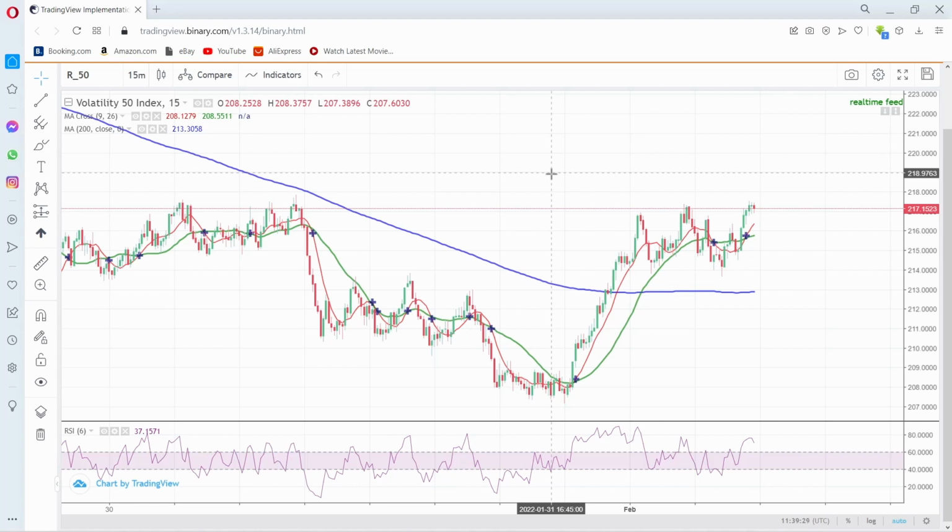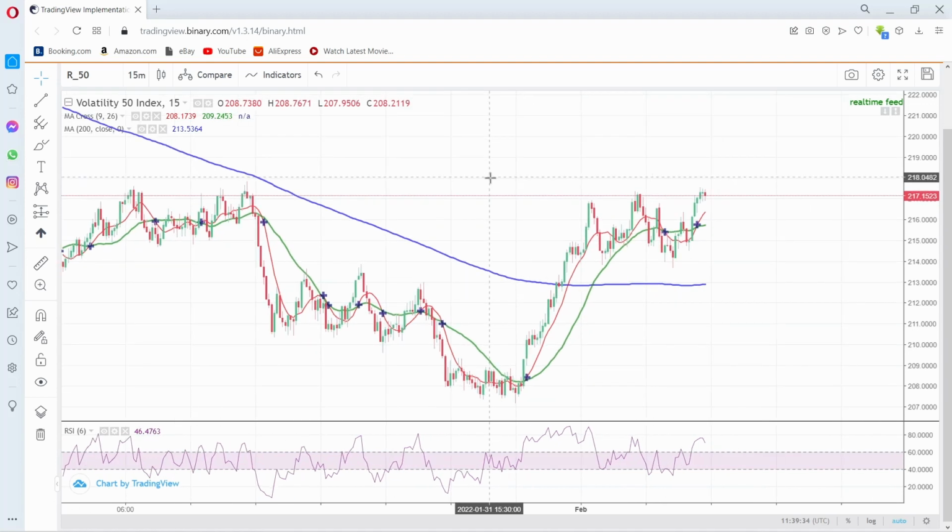So guys, for you to understand this strategy, there are certain rules which you have to follow. If you follow these rules, there are only three confirmations of this trading strategy. If you just follow these three confirmations, you are good to go.